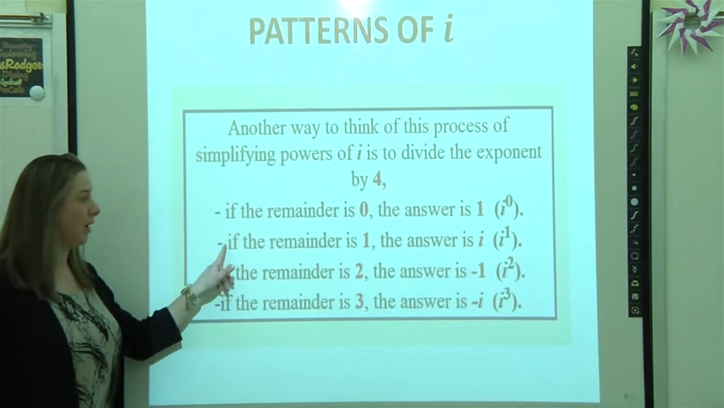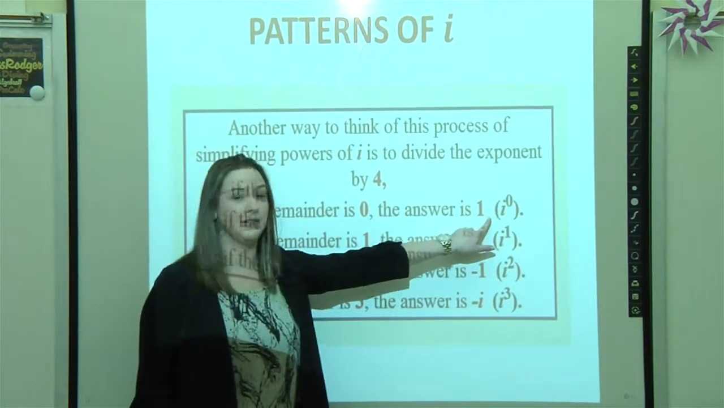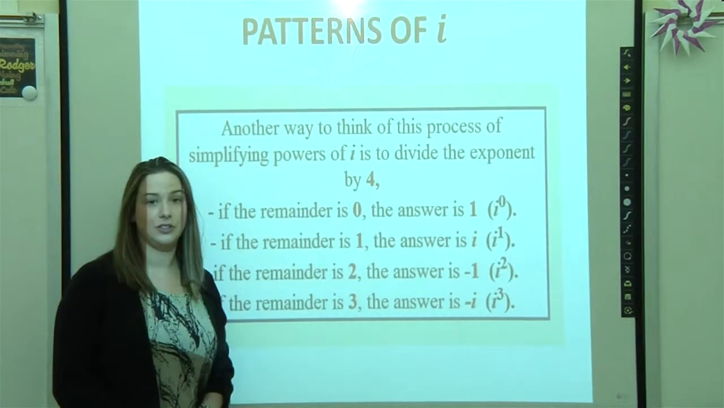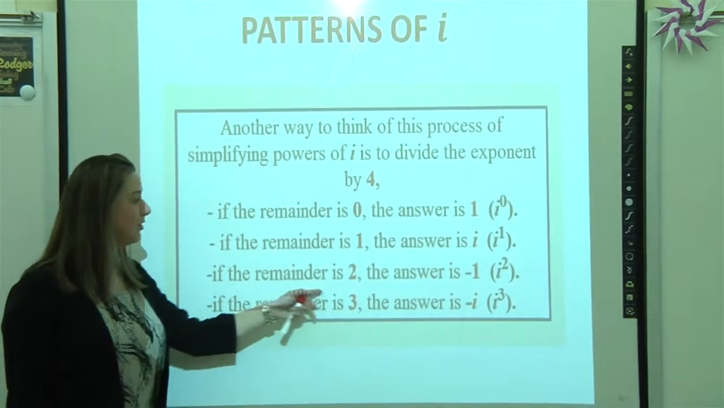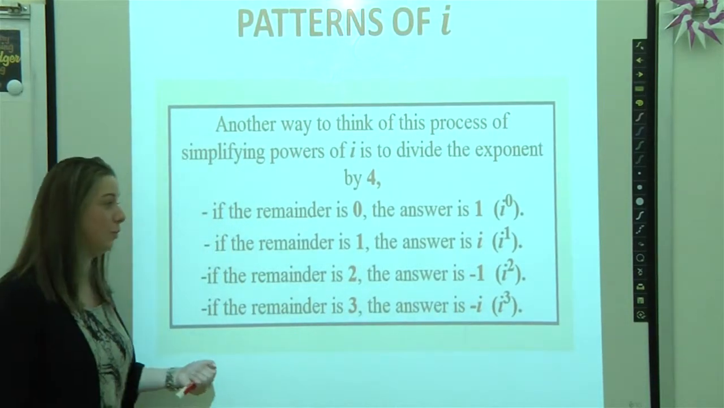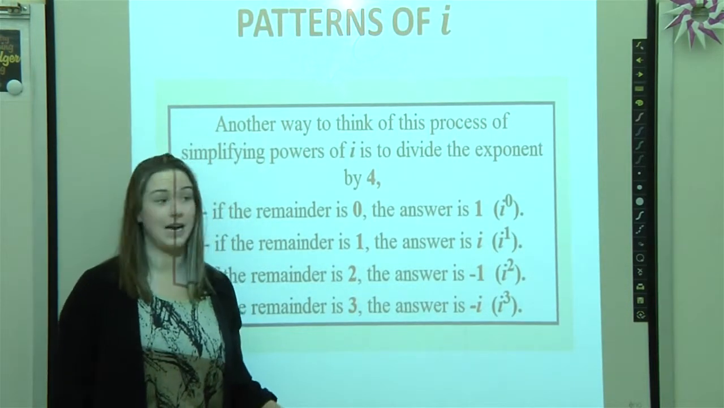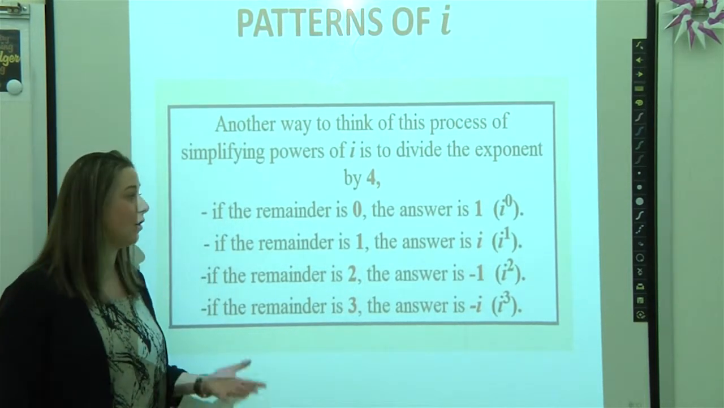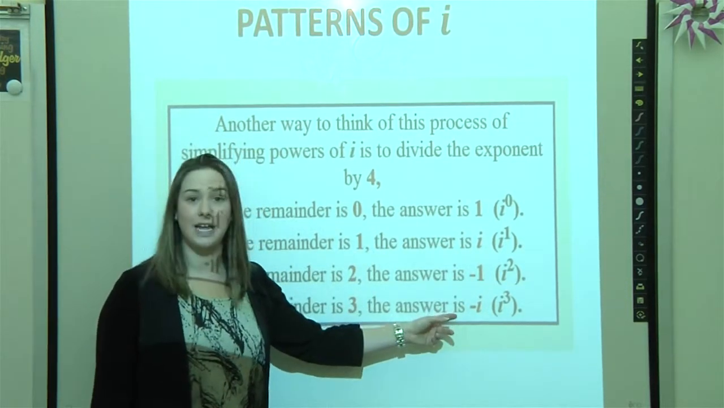So we're going to look at this in the next problem, but if the remainder is 0, the answer is 1, as if we had i to the 0 power, which is just 1. If the remainder is 1, the answer is going to be i, because we think about this as i to the 1st power. If the remainder is 2, the answer is -1, because we think about this as i squared, which is -1. And if the remainder is 3, the answer is going to be -i, and we think about that as i to the 3rd. So this is when we have large powers of i. We're trying to figure out what the value is. Ultimately, our options are 1, i, -1, and -i.